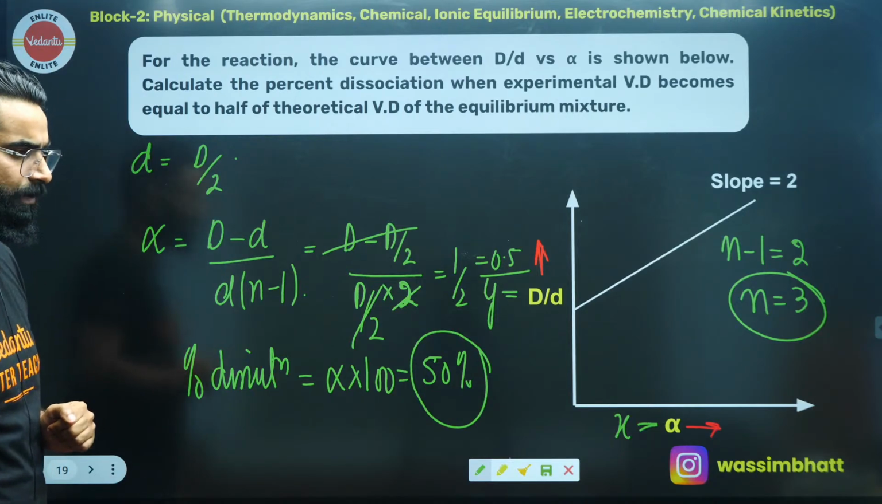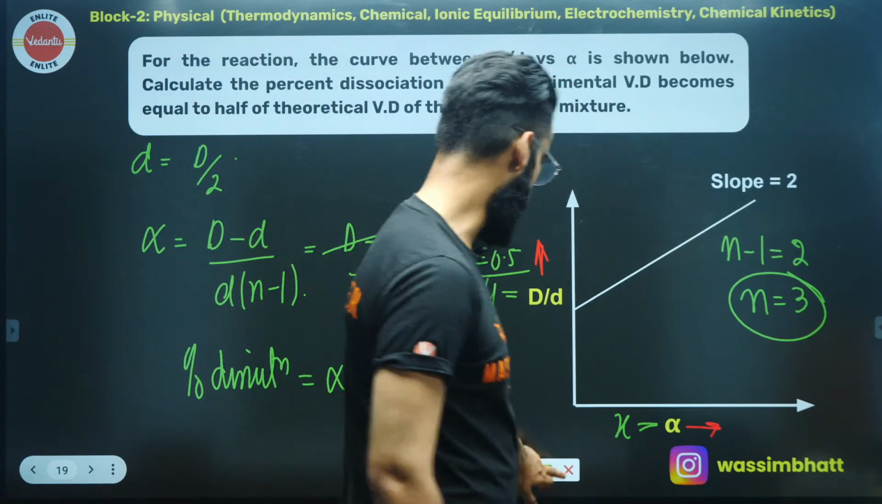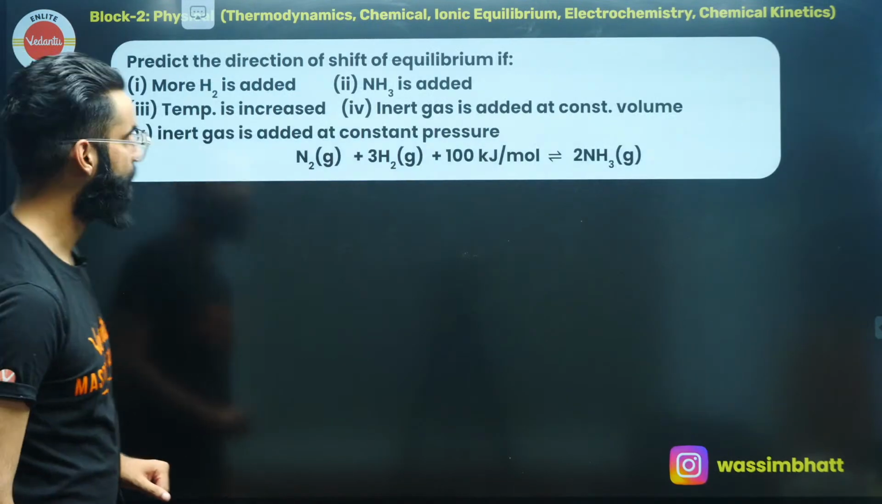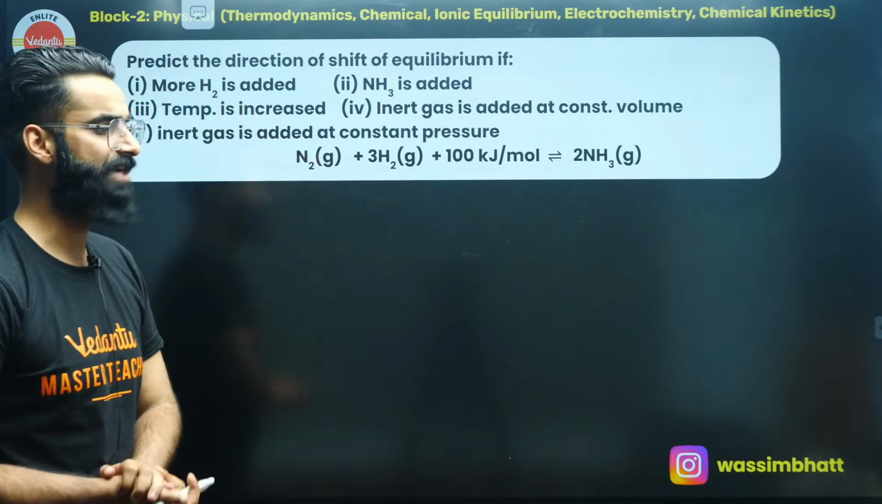Let me know quickly in the chats, my dear people, if it is super clear to everyone so that I can move on. The question based on your Le-Chatelier's principle.